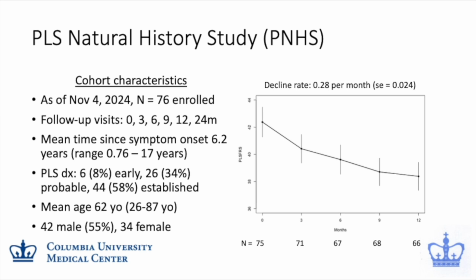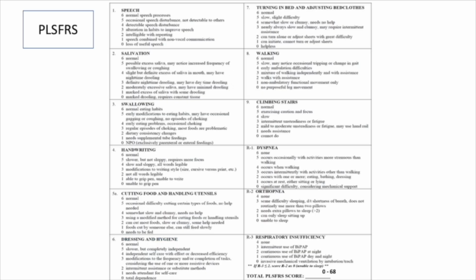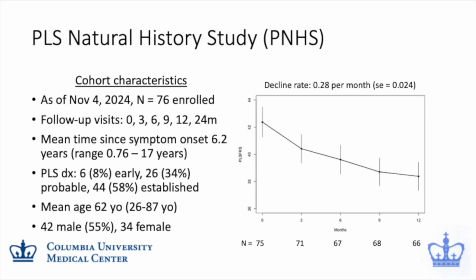So for those of you who are all pretty familiar with the scale, it is a scale from 0 to 68. High is good, low is bad. So we see that there's a relatively steady decline over time. If we fit the model, the decline is about 0.28 per month on a scale of, again, 0 to 68. So if you think about a 1 year span, it'll be about 3 to 4 points of decline over 1 year on this scale in this cohort.